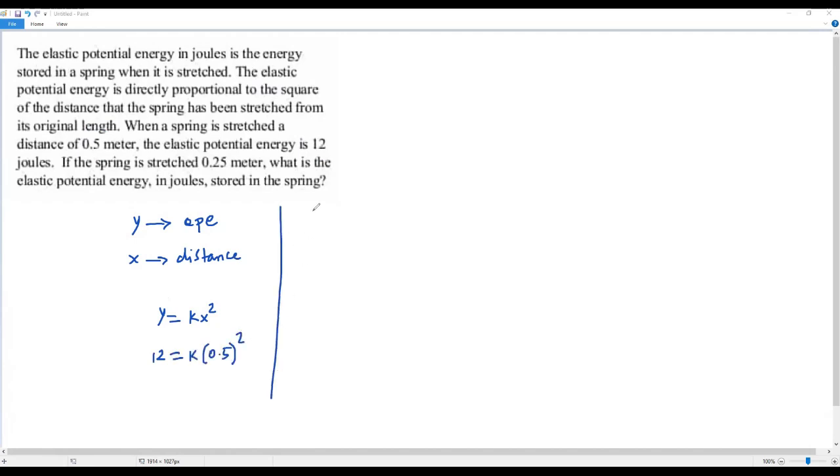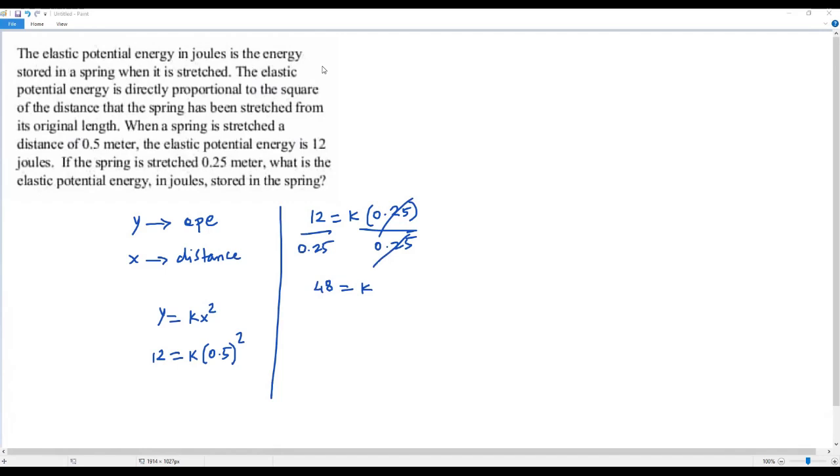Okay, let me continue over here. That is 12 equals k times, when I evaluate the value of this one, that is 0.25. Now let me divide both sides of this equation by 0.25. Here 0.25 and 0.25 will cancel out. When I divide 12 by 0.25, I am getting 48. Here we get 48 on the left side, and on the right side we got k. Here I got the value of the constant of proportionality k.